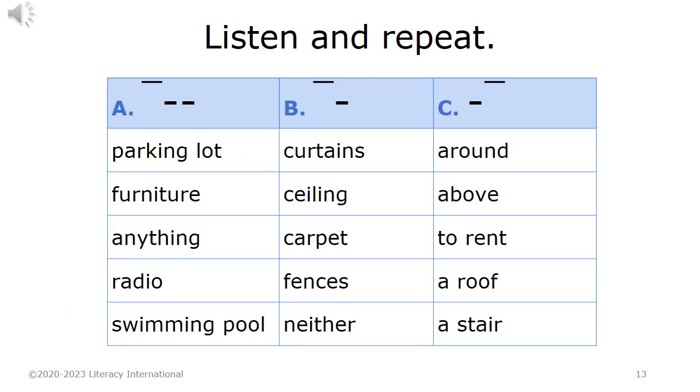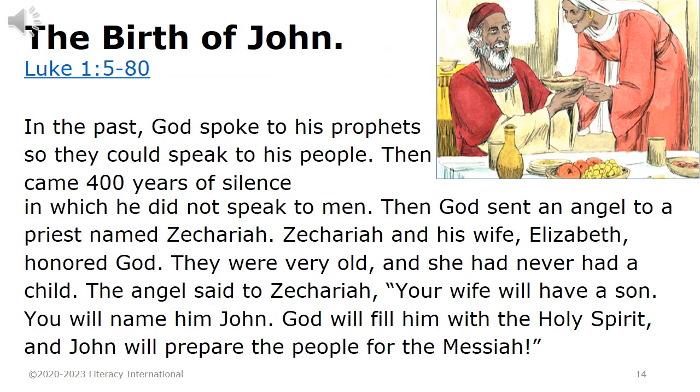Listen and repeat. A. Parking lot. Furniture. Anything. Radio. Swimming pool. B. Curtains. Ceiling. Carpet. Fences. Neither. C. Around. Above. To rent. A roof. A stair. The birth of John. Luke chapter 1 verses 5 through 80.